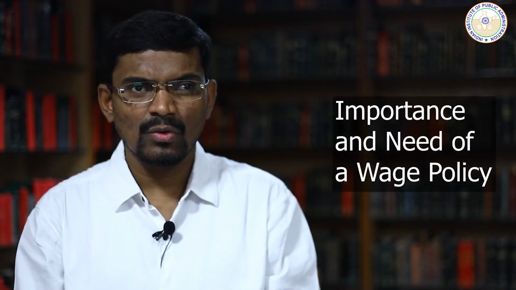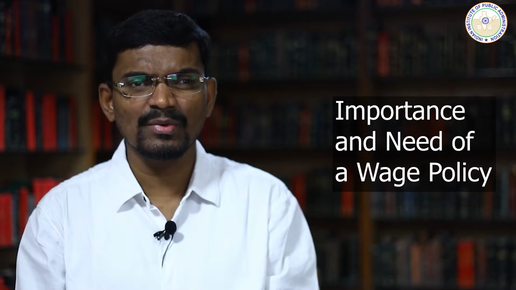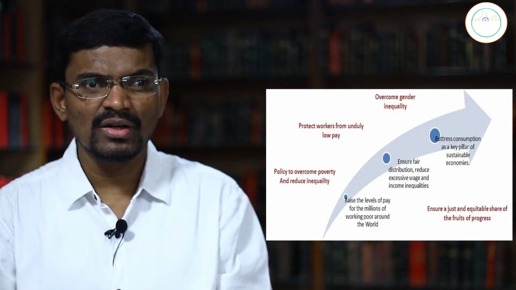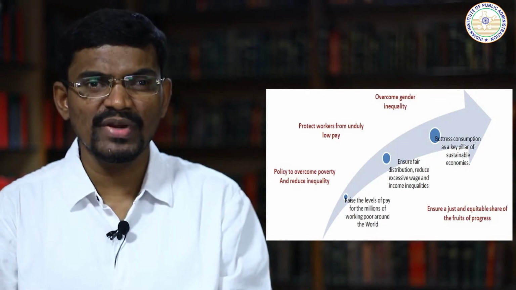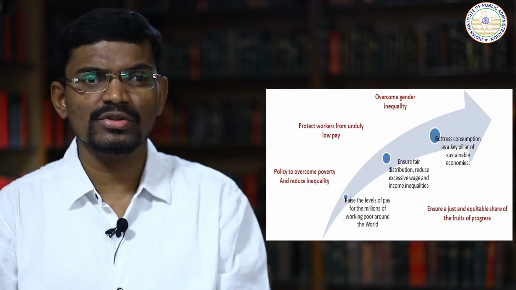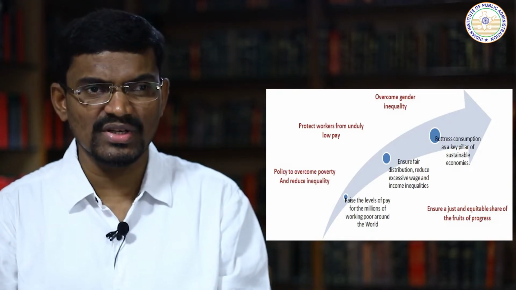Now let us deliberate on the Code on Wages 2019. Why is there a need for a national level minimum wage? A national level minimum wage is required to protect workers from unduly low pay, that is, to ensure fair distribution, reduce excessive wage and income inequalities.